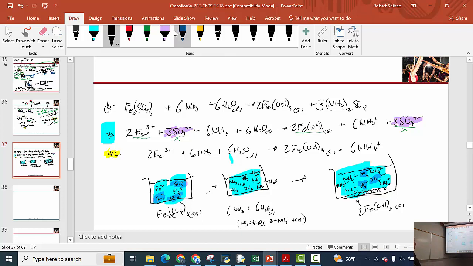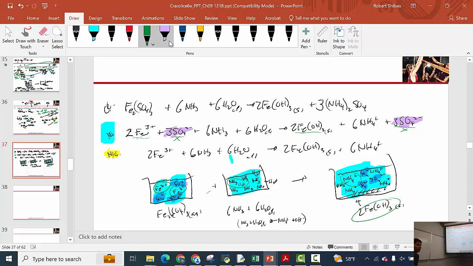And so the net ionic reaction is going to be the reaction between the iron 3s and the ammonia and water to form the precipitate and ammonium. That would be the net ionic equation.